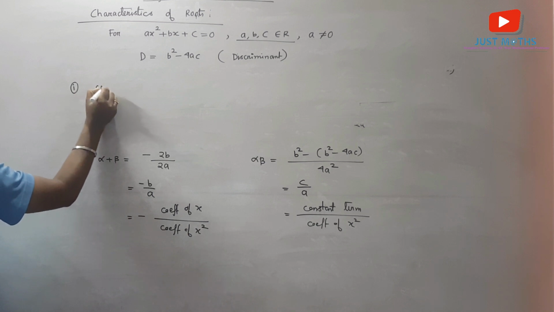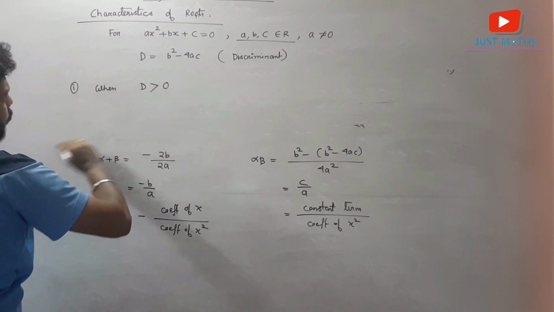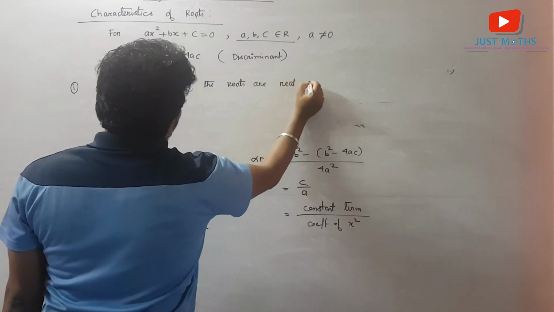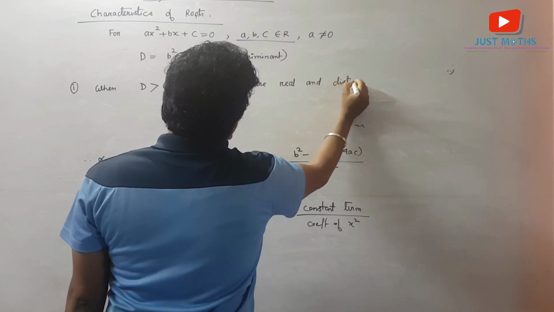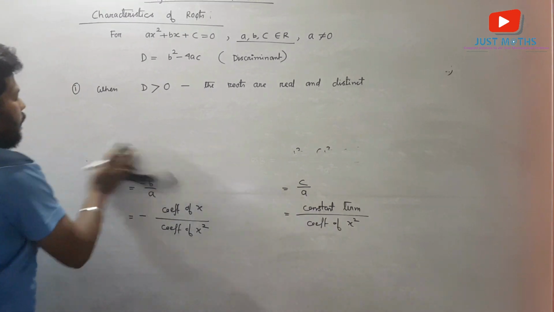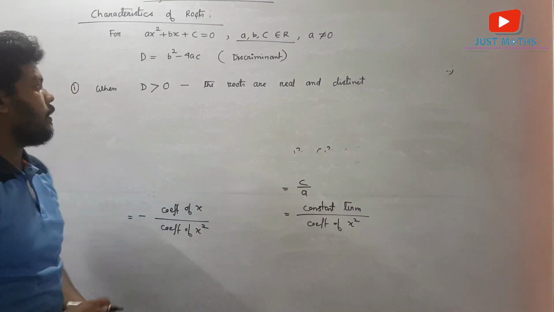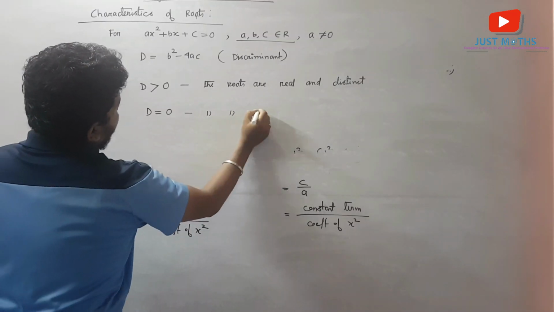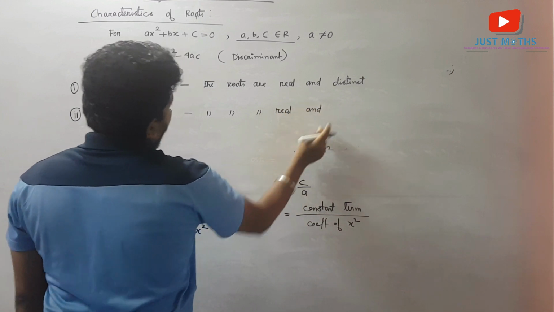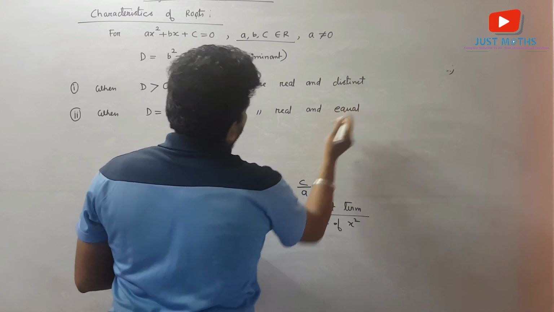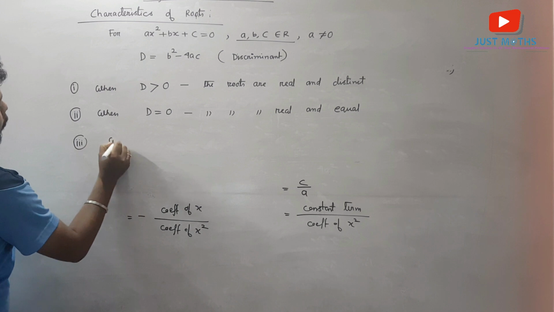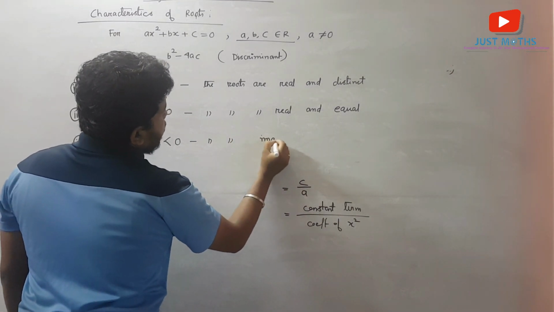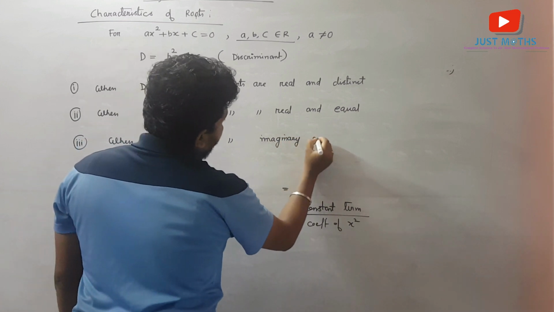Number one, when the discriminant is greater than 0, the roots are real and distinct. That is, the roots are real numbers and they are not equal, they are distinct. Number two, when D is equal to 0, the roots are real and equal. Number three, when D is less than 0, the roots are imaginary and distinct.